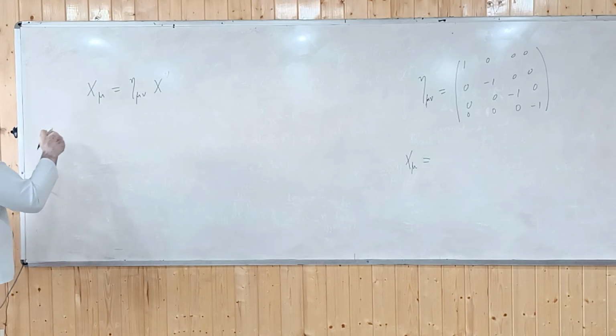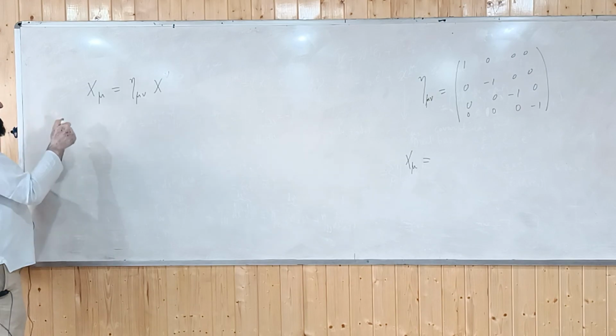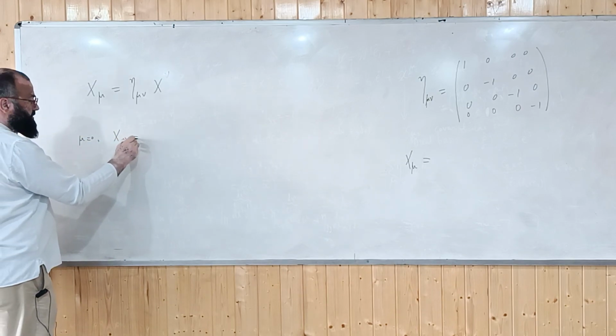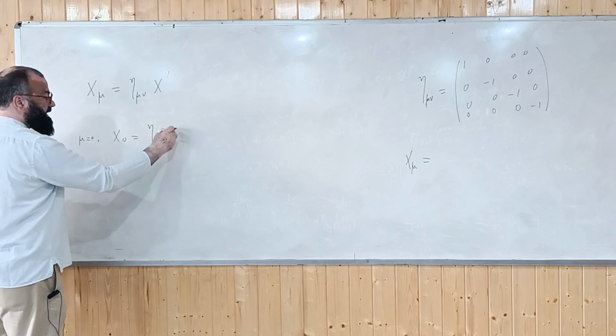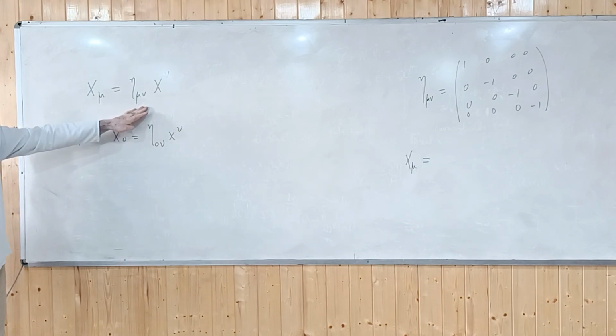Okay, so let's construct it. How many equations are there? There are 4 equations, is it? So let's take mu equal to 0. So it is x0, so it will be eta. Since mu is 0, so nu x. Clear? There is a sum over nu. This nu is a free index, because there is no sum; it is not repeated anywhere. So it is on the left hand side as well as on the right hand side.